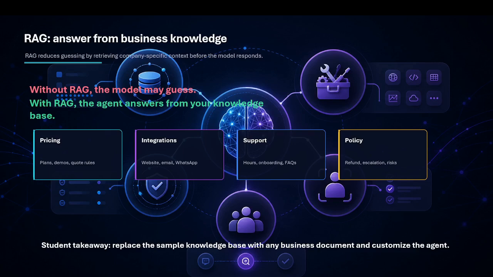For example, the model does not automatically know our pricing, support hours, refund policy, or integrations. If we ask the model directly, it may guess. In a real business, guessing is dangerous. So we store company knowledge in a small knowledge base. When the customer asks a question, our system searches that knowledge base and gives the relevant section to the agent.